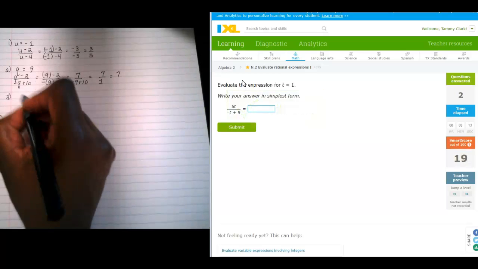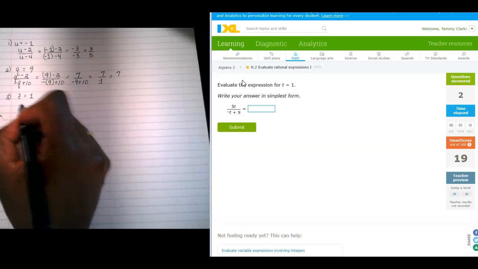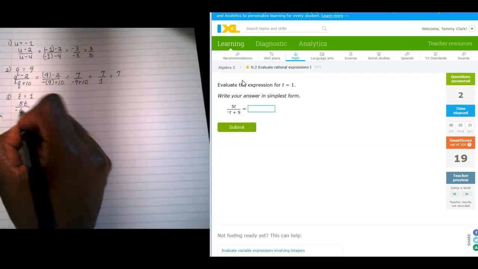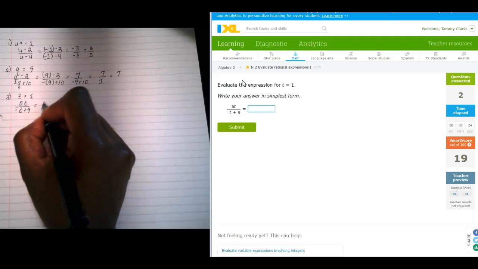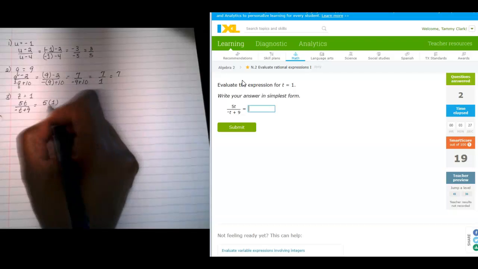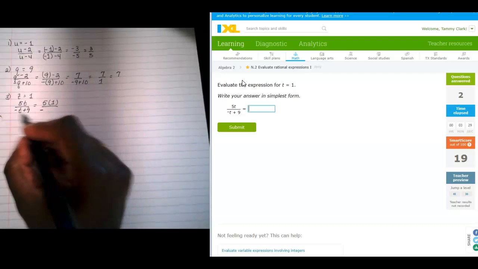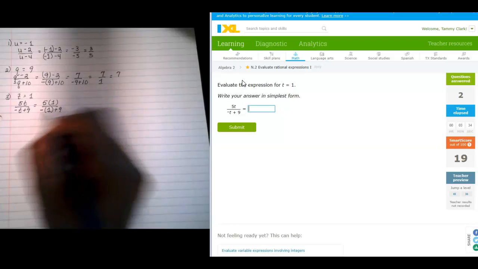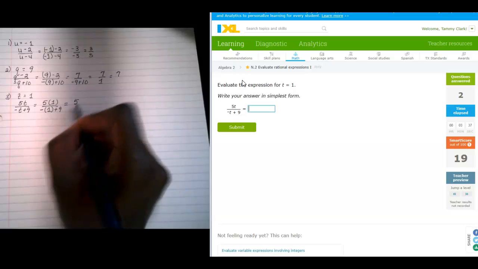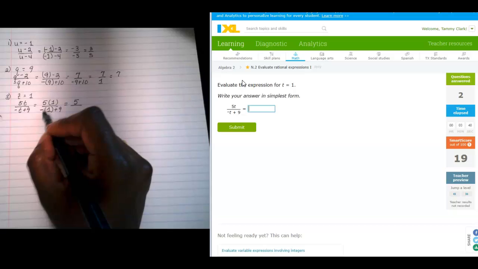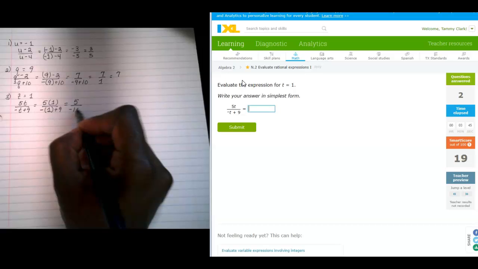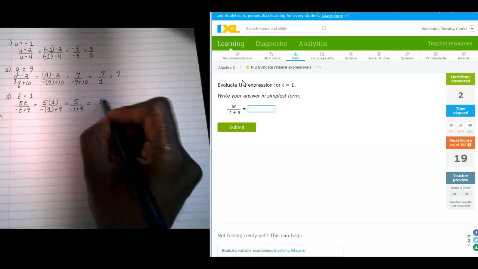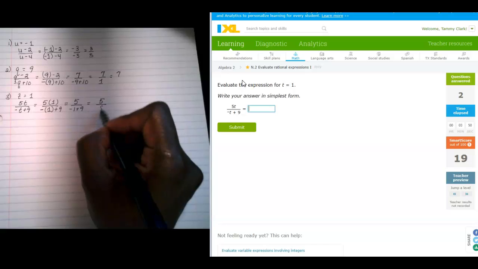Number 3 says, let's evaluate for t is equal to 1. So we've got 5 multiplied by t divided by -t plus 9. So we're going to replace t with 1. And again, we've got that negative outside of t, but t is the value of +1. So we want to make sure that we differentiate that. 5 times 1 is 5. -1, this imaginary negative out here, -1 times 1 is -1 plus 9. So we've got 5. -1 plus 9 is +8.